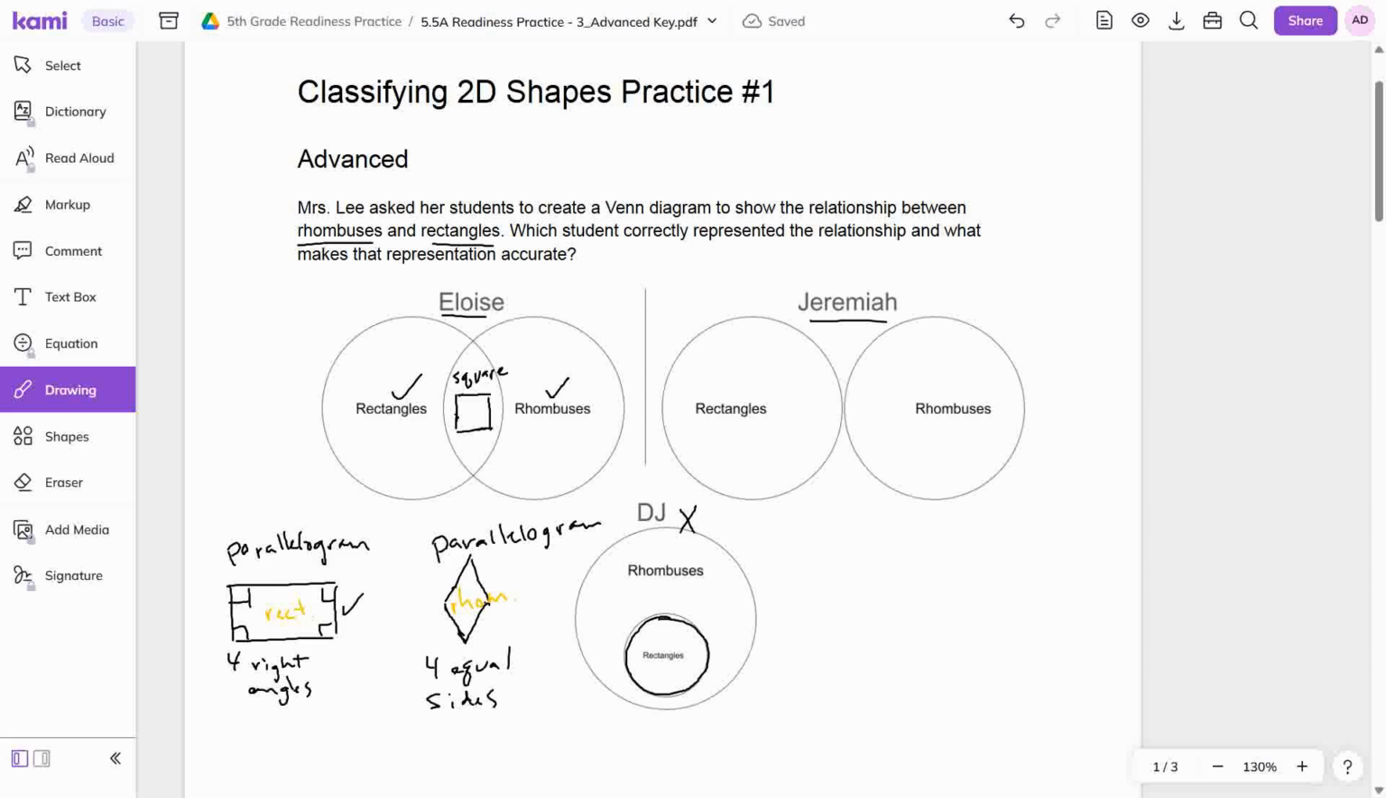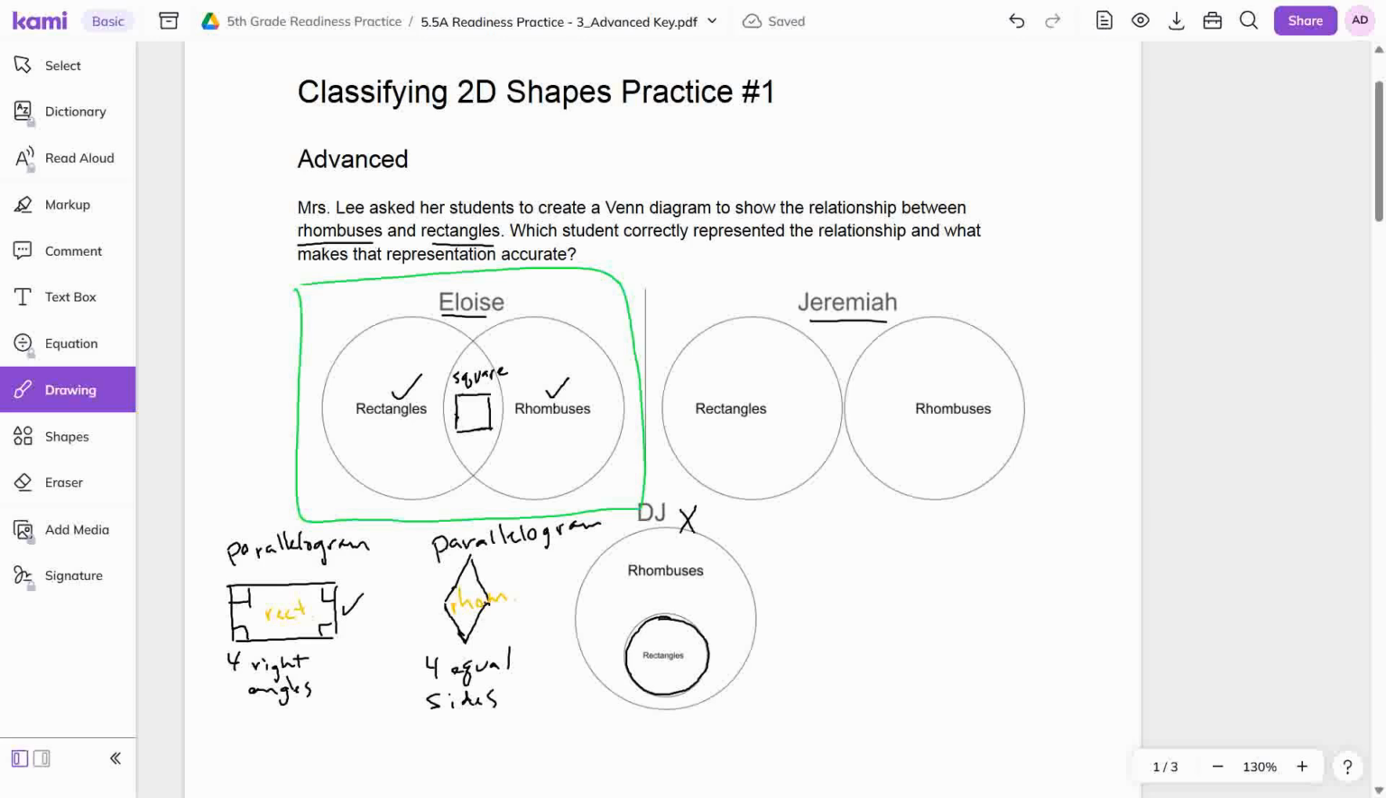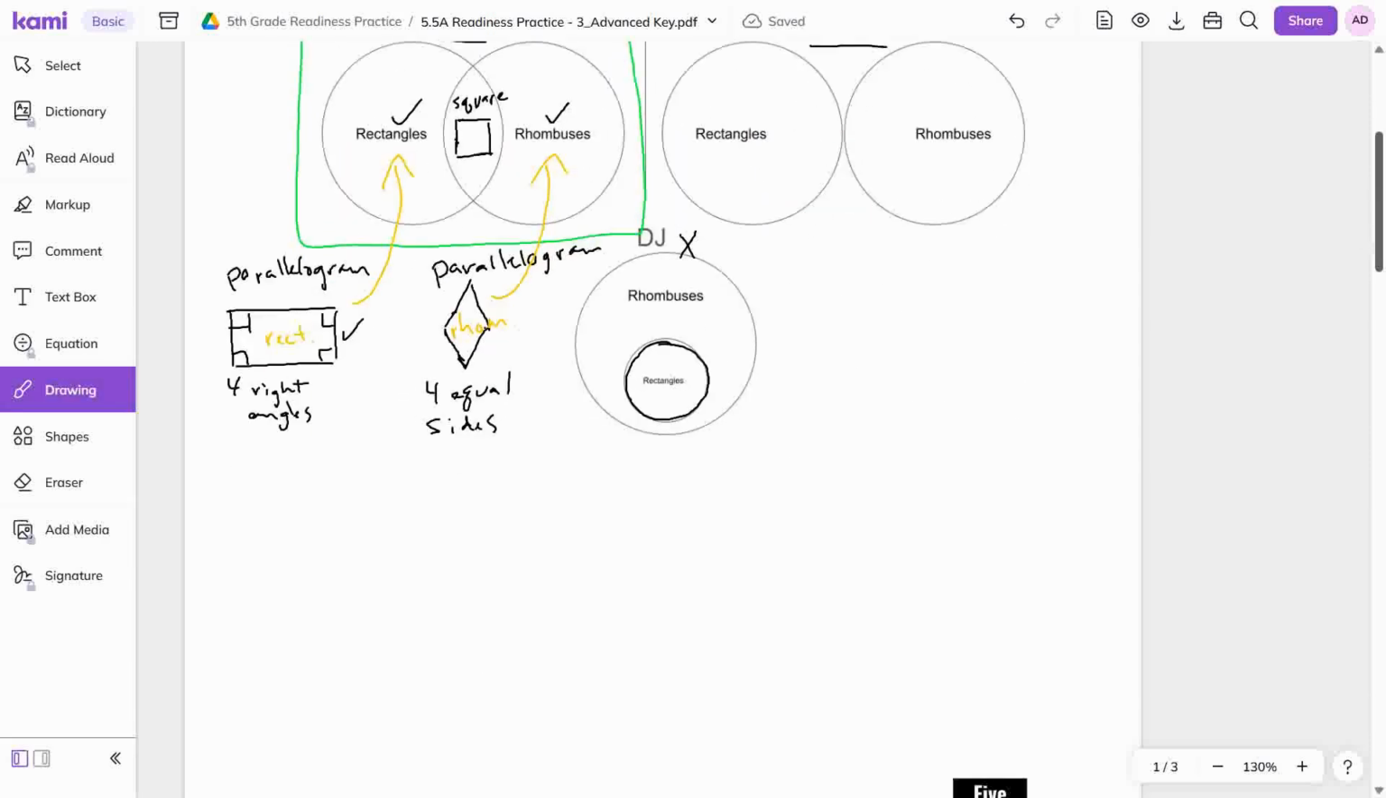And so our correct answer here is going to be Eloise, because that's where you would put the rectangle and the rhombuses. They both go right there. So I'm going to draw some arrows here so we can see that I've kind of drawn those. And so that square is going to be that overlap. It's a special type of rectangle and a special type of rhombus.